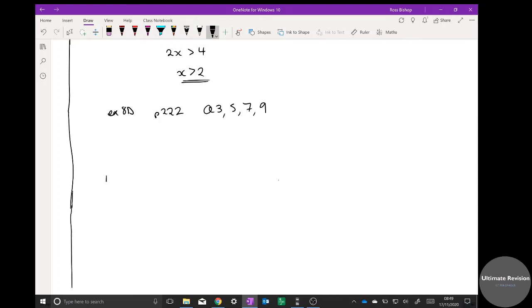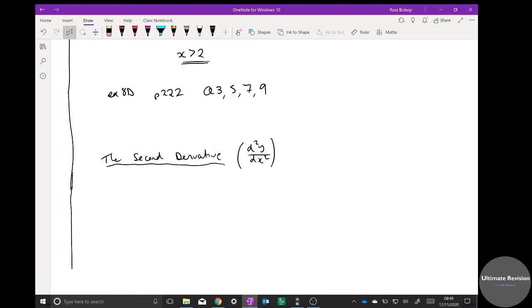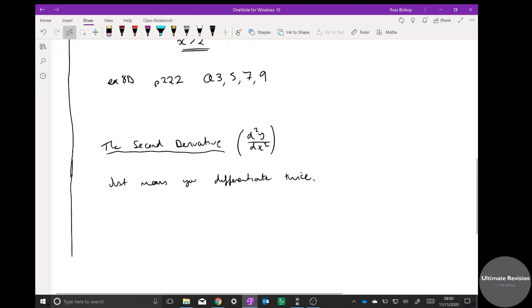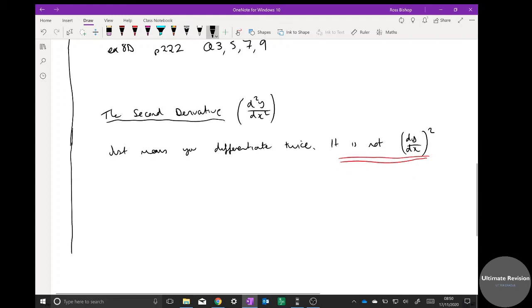put another sort of subtitle as the second derivative. And again, second derivative, and this is known as d2y over dx squared. This just means you differentiate twice. Okay, you differentiate twice. It is not, this is an important thing to note, it is not dy/dx squared. Okay, that is a really important thing to note. And we'll see in next session there are some uses of the second derivative. So we'll see what the point of this is.